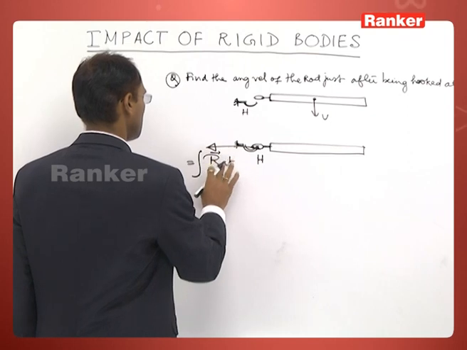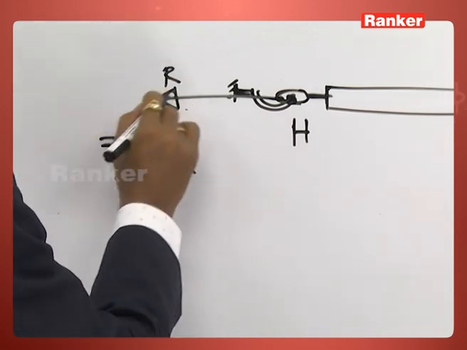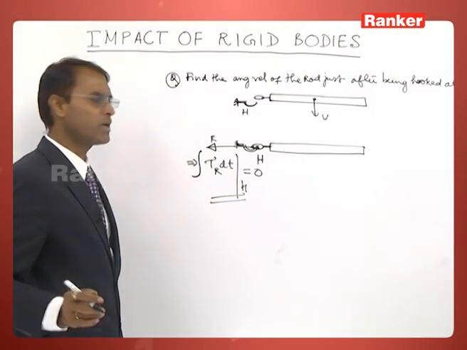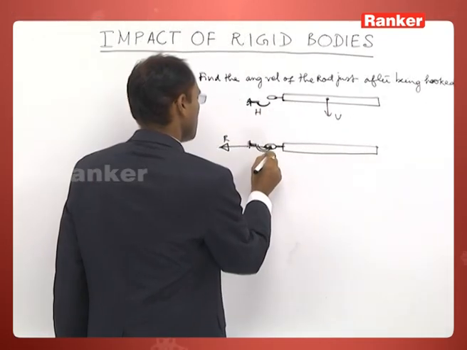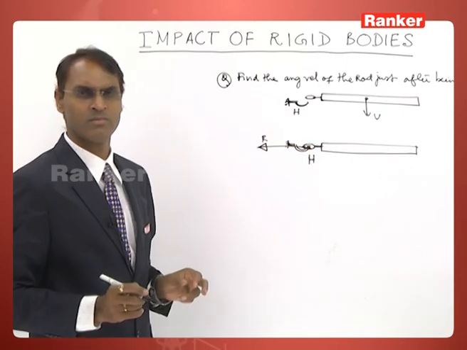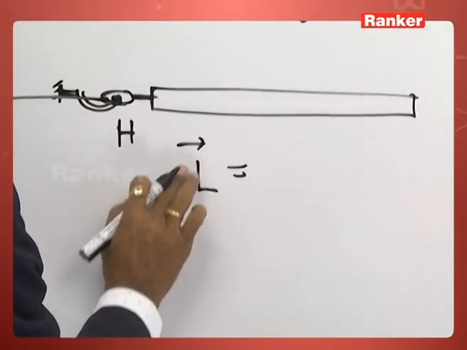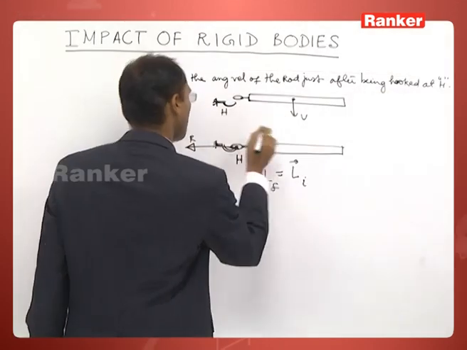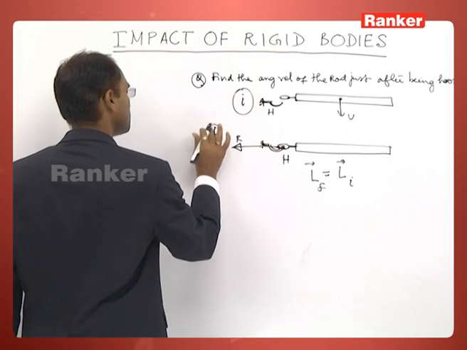Hence, the angular impulse of the reaction force R about this point H will be equal to 0. Hence, you can conserve the angular momentum of the rod about this point, as discussed in the theory part. So it is understood that the rod's angular momentum can be conserved about this hook. The final angular momentum of the rod will be equal to the initial angular momentum of the rod.